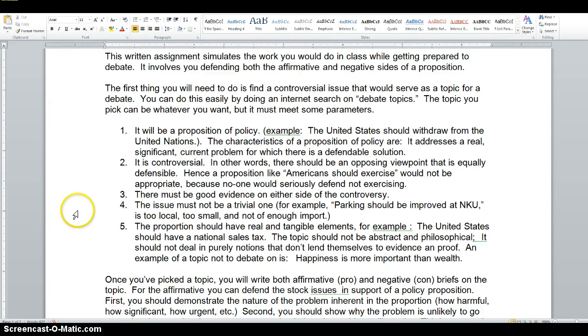The issue should not be trivial, and the proposition should have real, that should say proposition. My spell checker changed that, and I'll fix it right now, right on the screen.